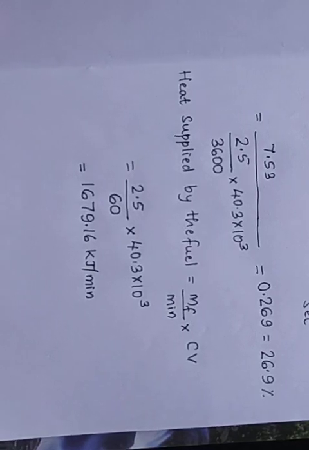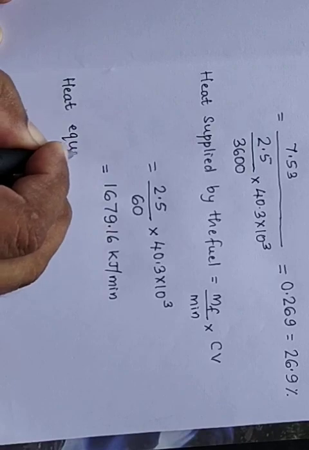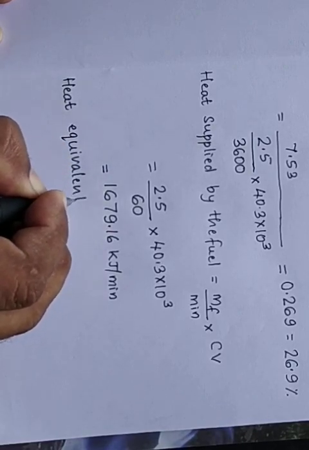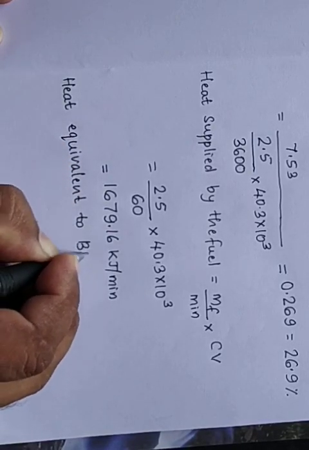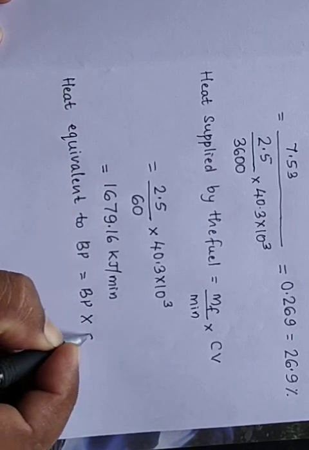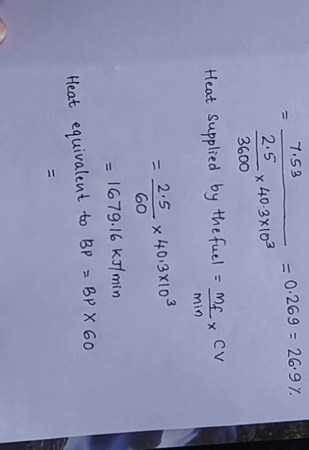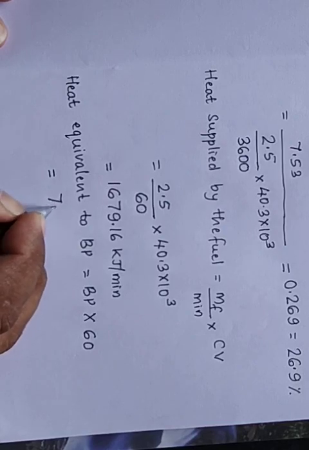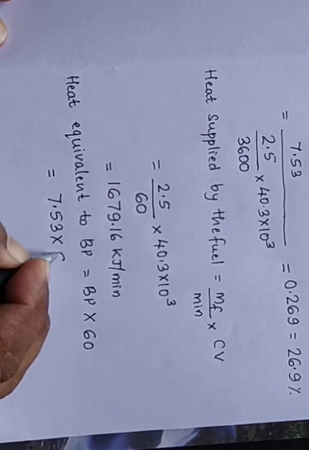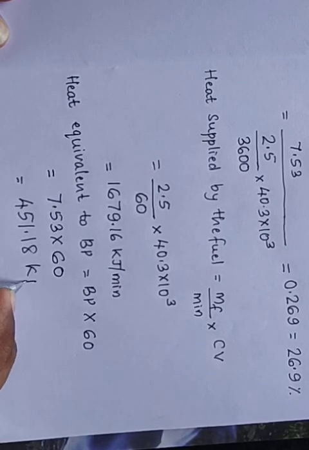Then find out heat equivalent to BP. Heat equivalent to BP will be equal to BP multiplied by 60, because we are finding it in kilojoules per minute. So BP is 7.53 multiplied by 60, you will get the answer as 451.18 kilojoules per minute.